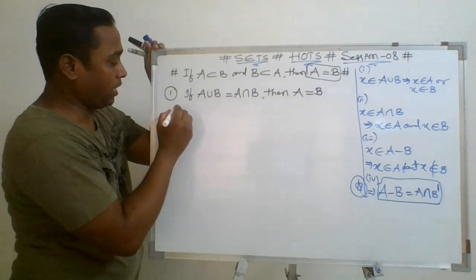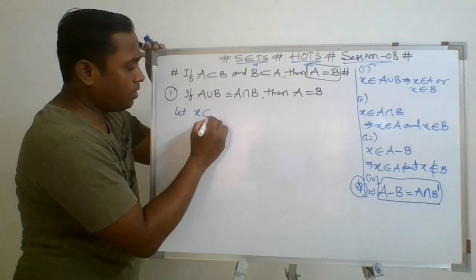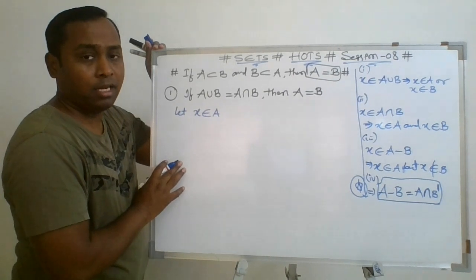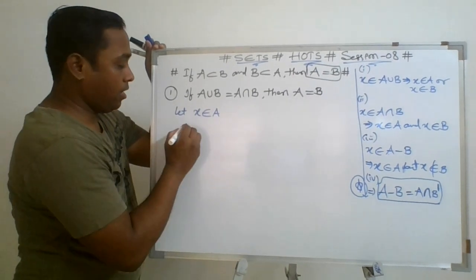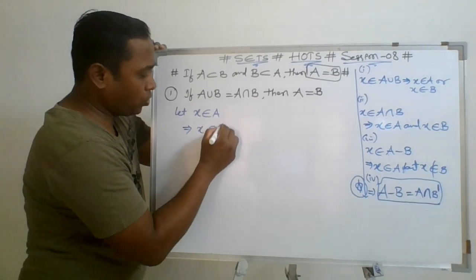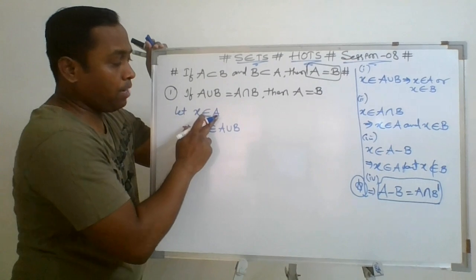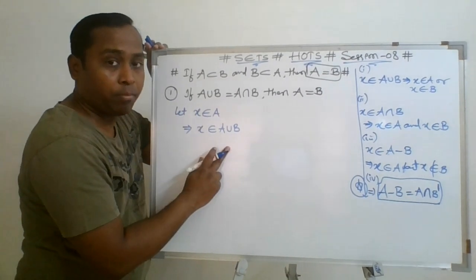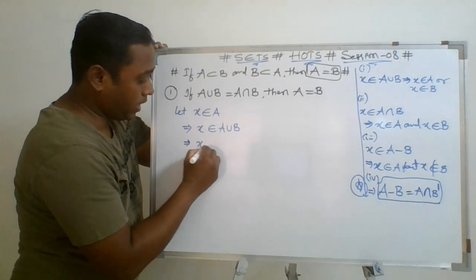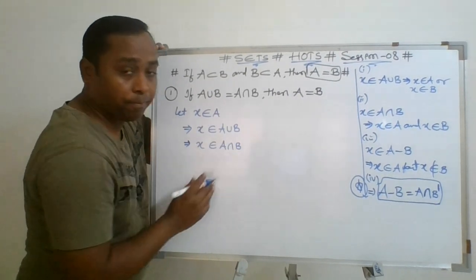For that, let X be an element that belongs to set A. So ultimately this X also belongs to A union B. अगर X सेट A में है तो definitely A union B में भी वो count होगा, right? By definition. Then X also belongs to A intersection B.